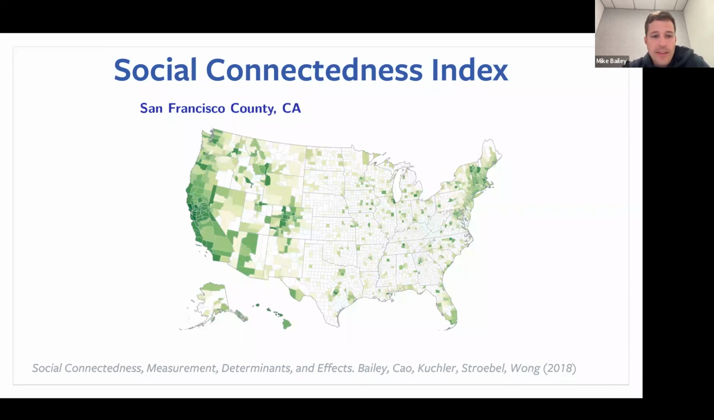And you see that San Francisco is much more highly connected to the surrounding counties, much more connected to most of California and the West Coast, and then a lot of connections to places like Chicago, New York, the Northeast, than it is to say Alabama, Louisiana, or the South.